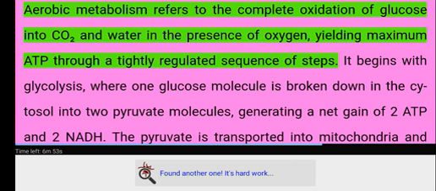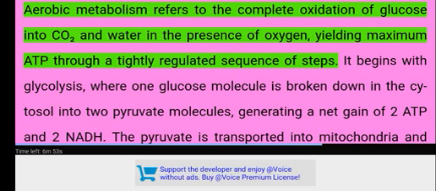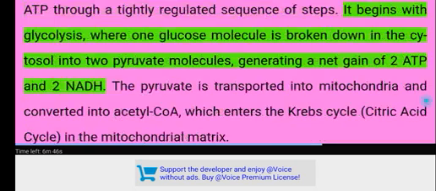Aerobic metabolism refers to the complete oxidation of glucose into CO2 and water in the presence of oxygen, yielding maximum ATP through a tightly regulated sequence of steps. It begins with glycolysis, where one glucose molecule is broken down in the cytosol into 2 pyruvate molecules, generating a net gain of 2 ATP and 2 NADH.